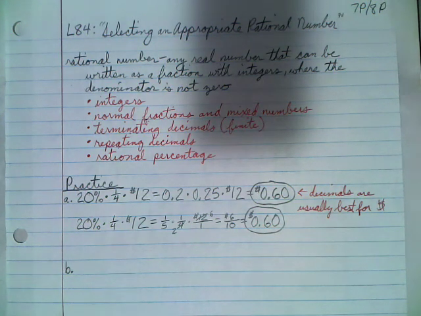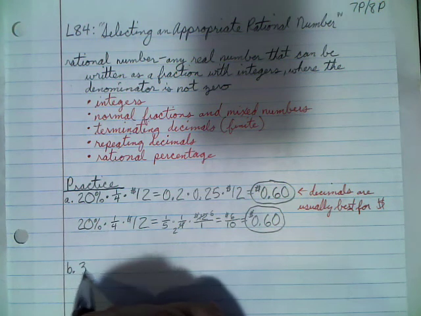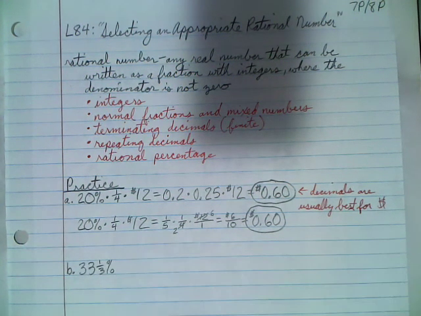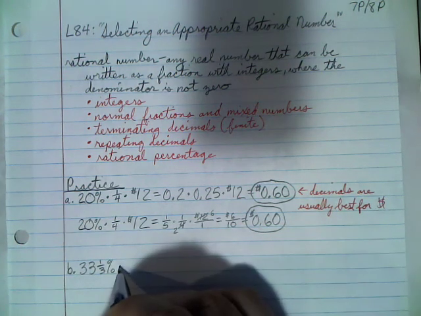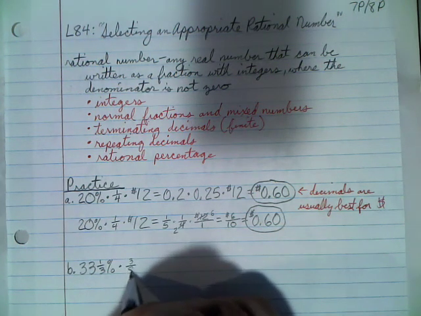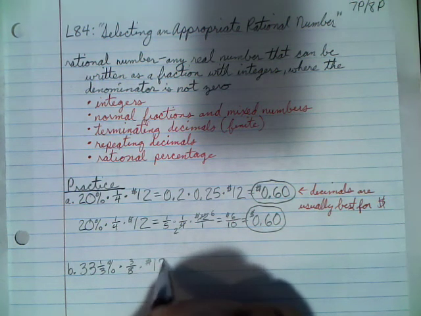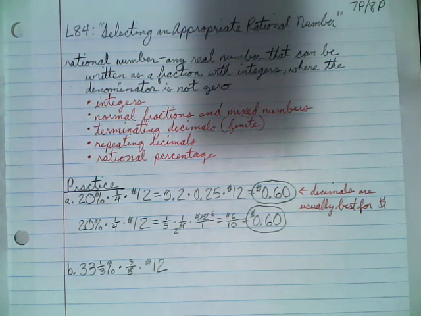I looked at the wrong place on my page. Let's go back to B. So B, find 33 1/3% of 3/8 and $12. So 33 1/3%, of means times. 3/8 is 3/8, and then times $12 again. There we go. There's the right problem.